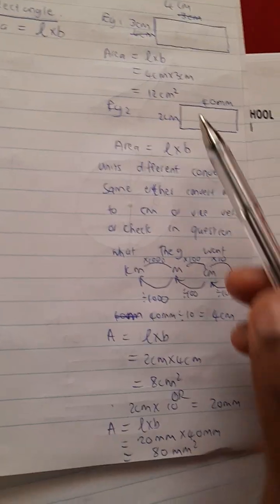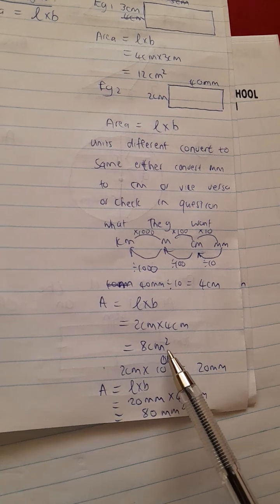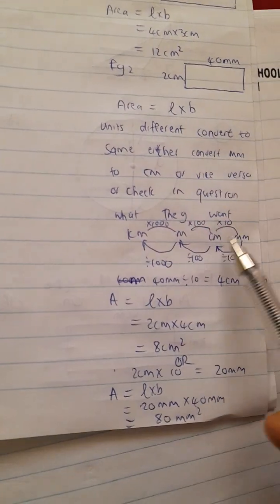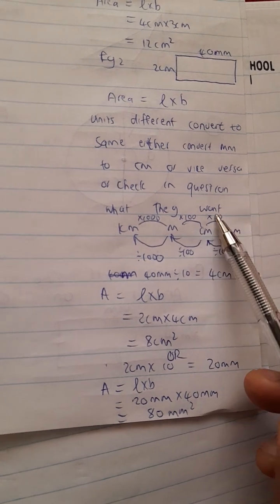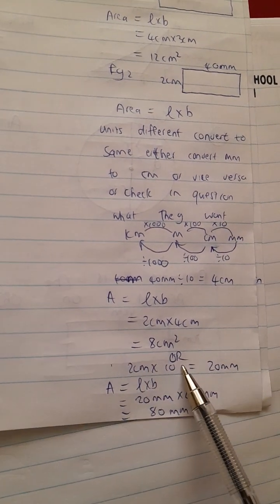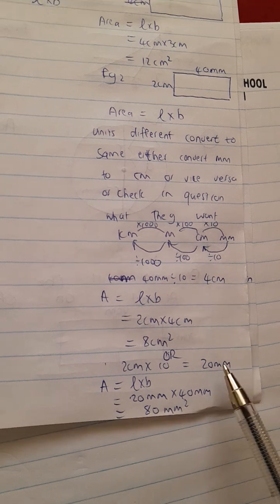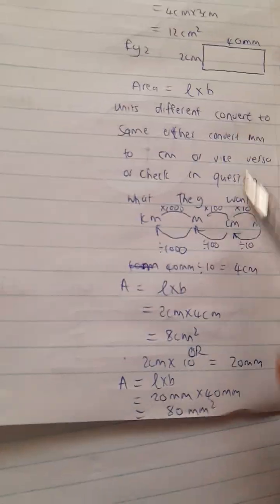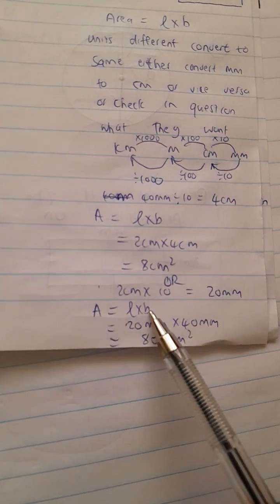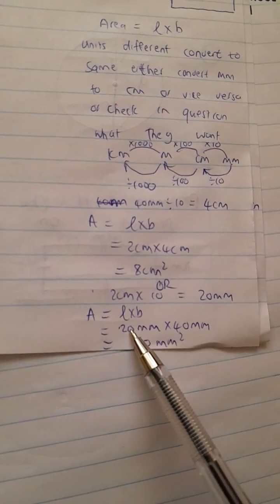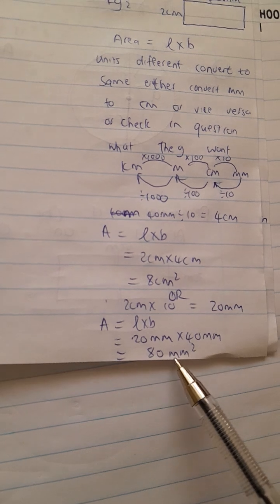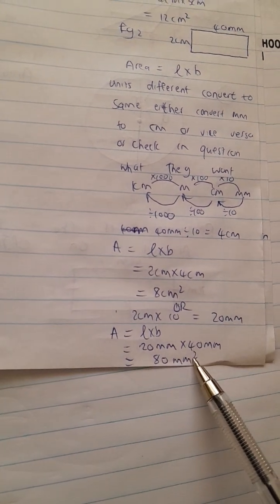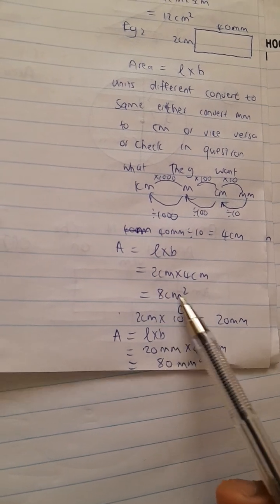Or vice versa. If we want to get the answer in millimeters squared, we convert 2 centimeters to millimeters. How? From centimeters to millimeters, we times by 10. So 2 centimeters times 10 gives us 20 millimeters. So now we have a breadth of 20 millimeters and a length of 40 millimeters. Take the formula, area is equal to length times breadth. Substitute 20 millimeters times 40 millimeters, we get 800 millimeters squared. That is the area of our rectangle in millimeters squared, as opposed to the area being in centimeters squared.